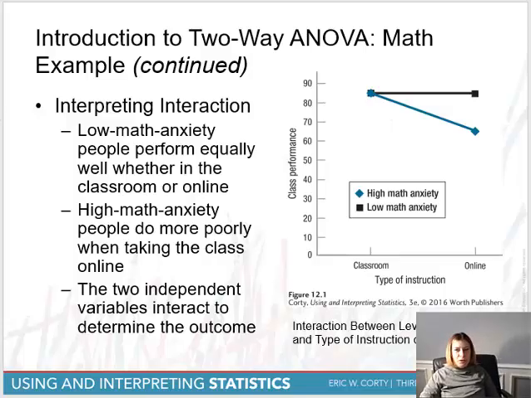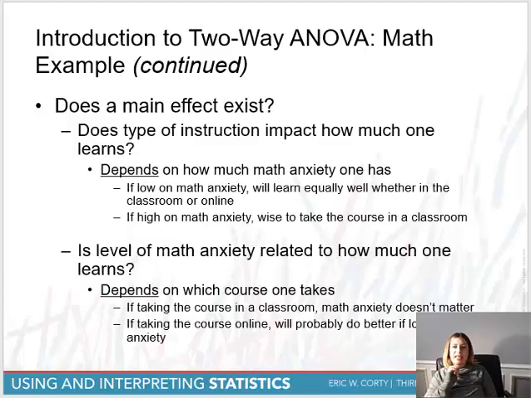So how do we interpret this? First of all, is there a main effect? Well, it depends. Does the type of instruction impact how much you learn? Again, it depends. When you have to give that caveat, it depends, you know there's an interaction. Same thing: does math anxiety relate to how much one learns? When you have to say it depends, then you know there is an interaction.